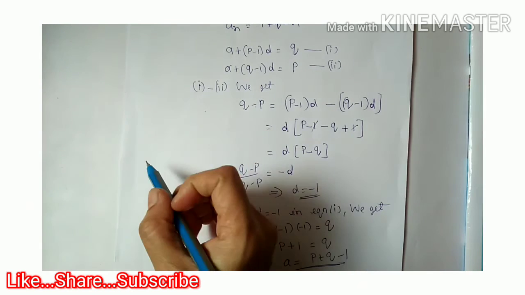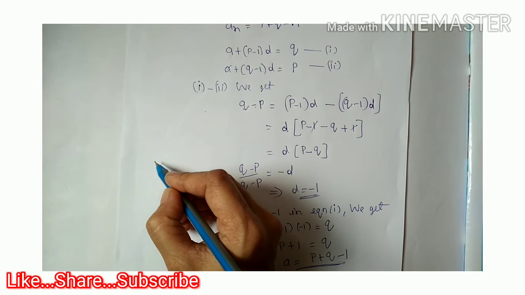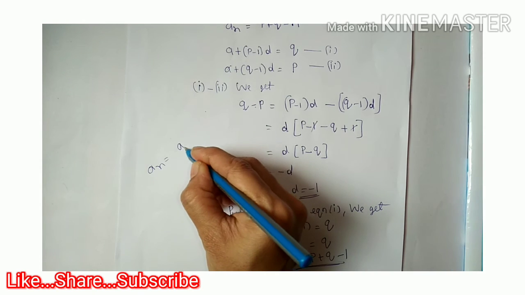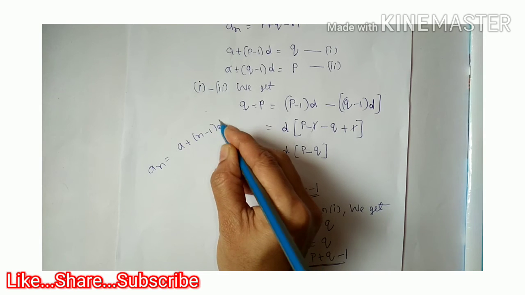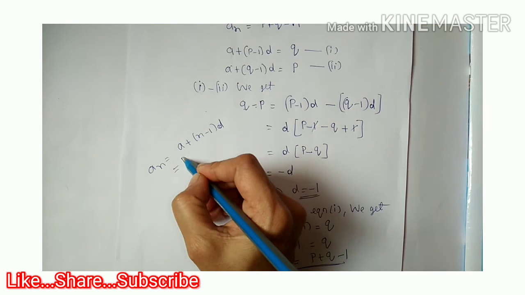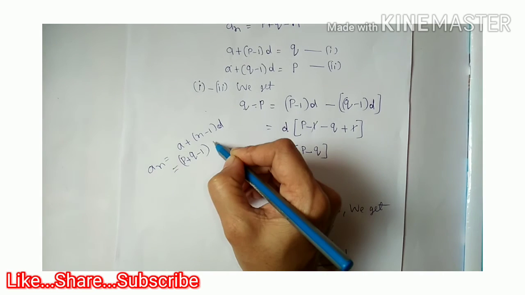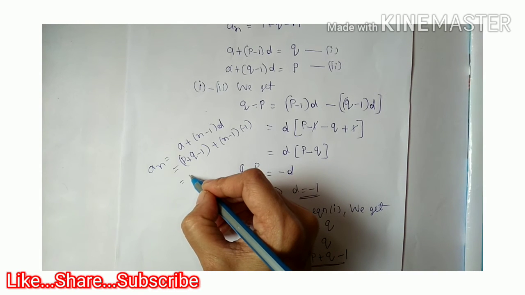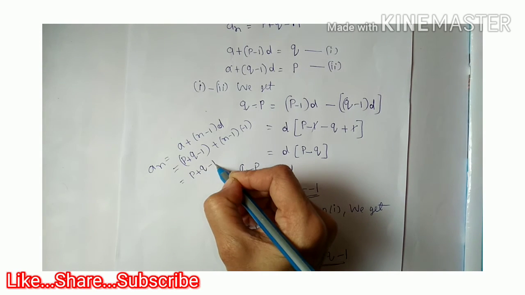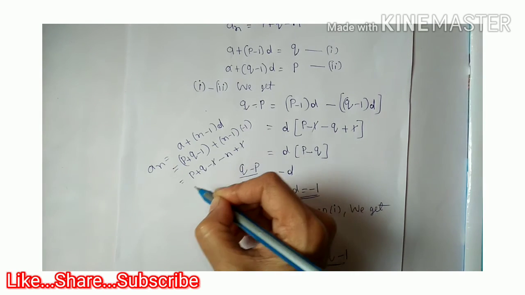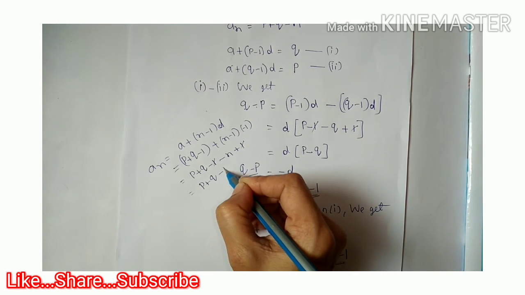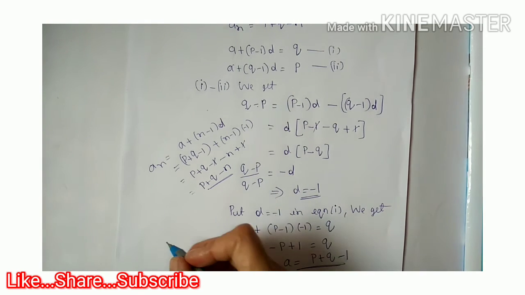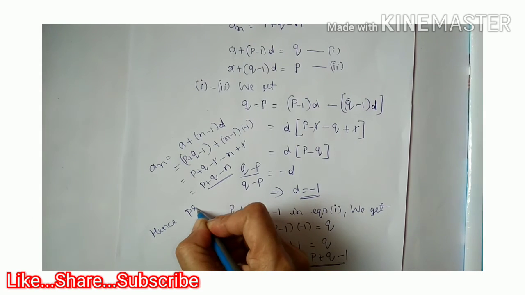Let us find the nth term of the AP. an is equal to a plus (n minus 1) into d, which is (p plus q minus 1) plus (n minus 1) into minus 1. It implies p plus q minus 1 minus n plus 1, so p plus q minus n. Therefore, the nth term is p plus q minus n. Hence proved.